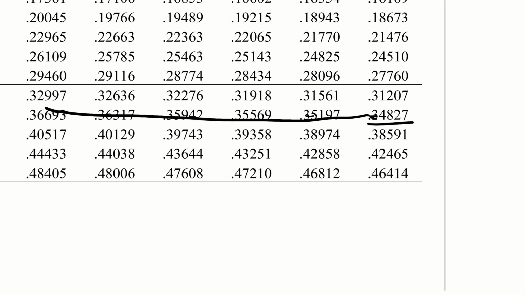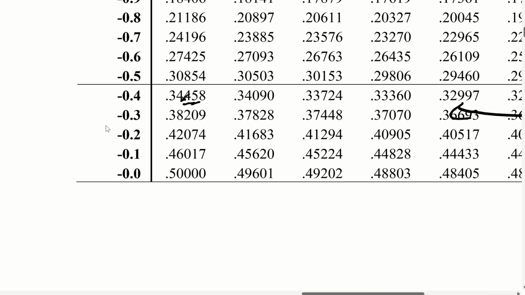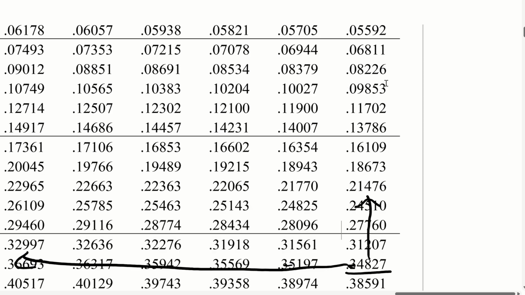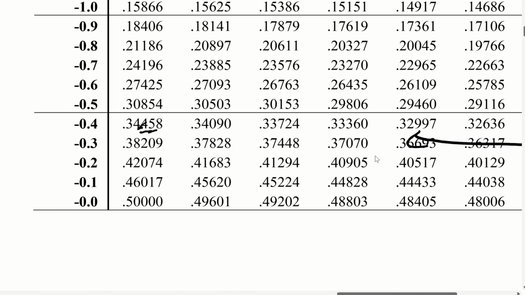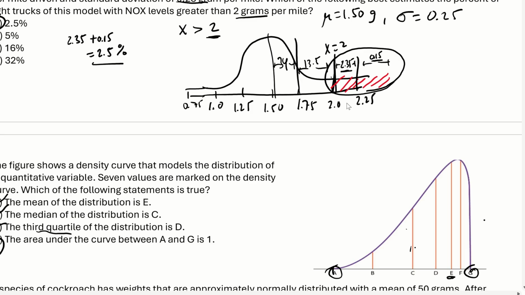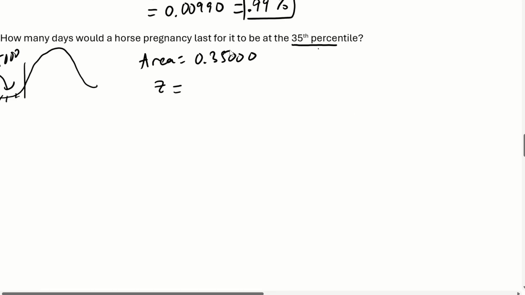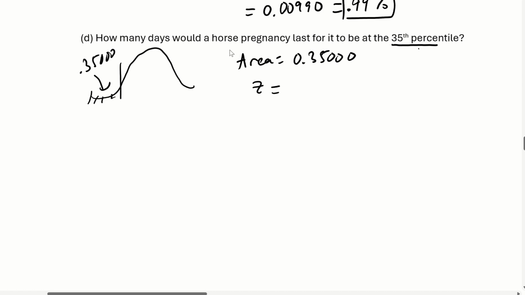So then the z-score, I've got to look that up from there, left and up. The z-score is -0.39. Okay, so -0.39. All right, so let's go back. So -0.39 seems to be my z-score. All right, so this is approximately -0.39.